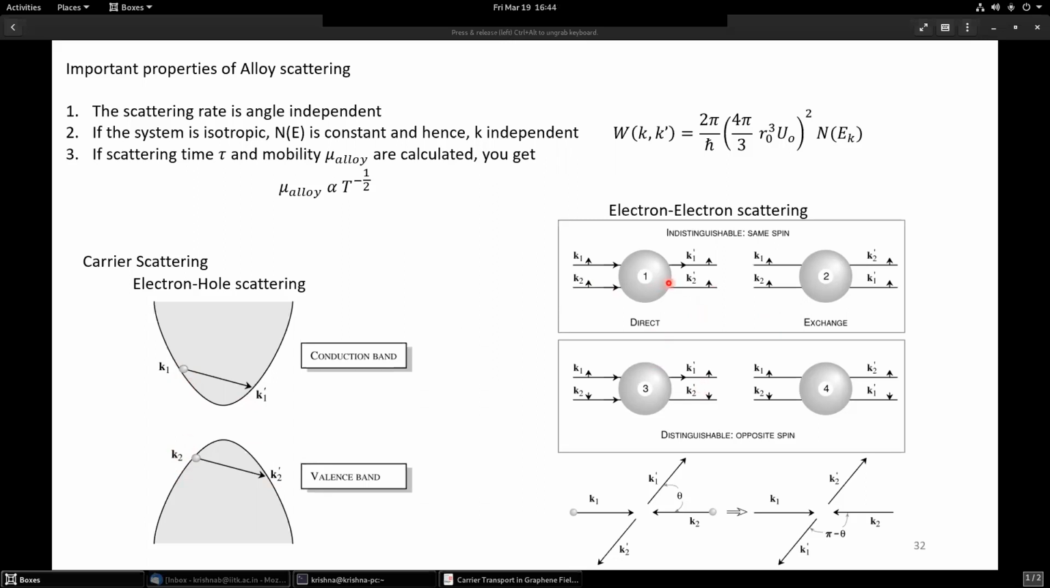In which the spin states do not change and K1 gets scattered to K1 prime and K2 gets scattered to K2 prime. In the exchange situation, the spin states do not change, but K1 gets scattered to K2 prime, right? So basically here you see the electron gets exchanged to a hole. It's called an exchange scattering. These are all different probabilities for it to happen, right?